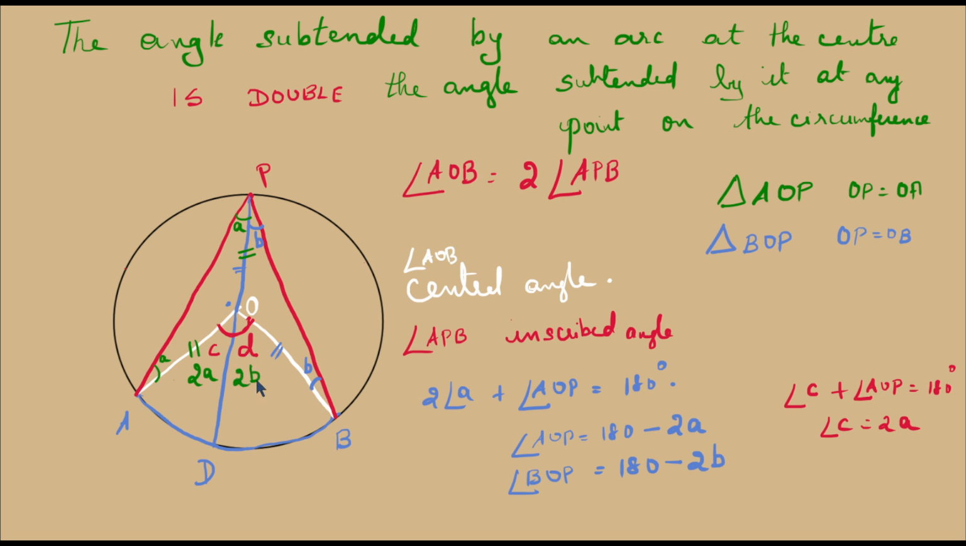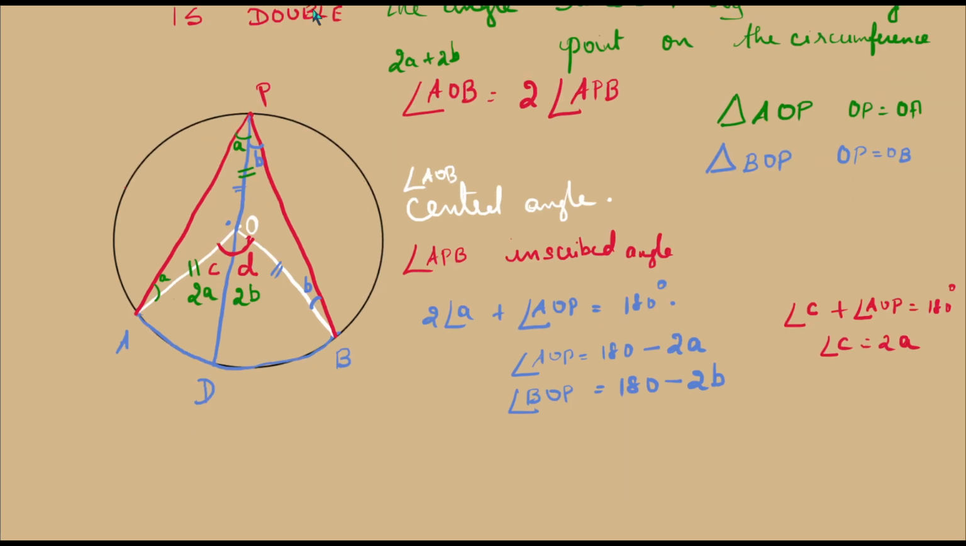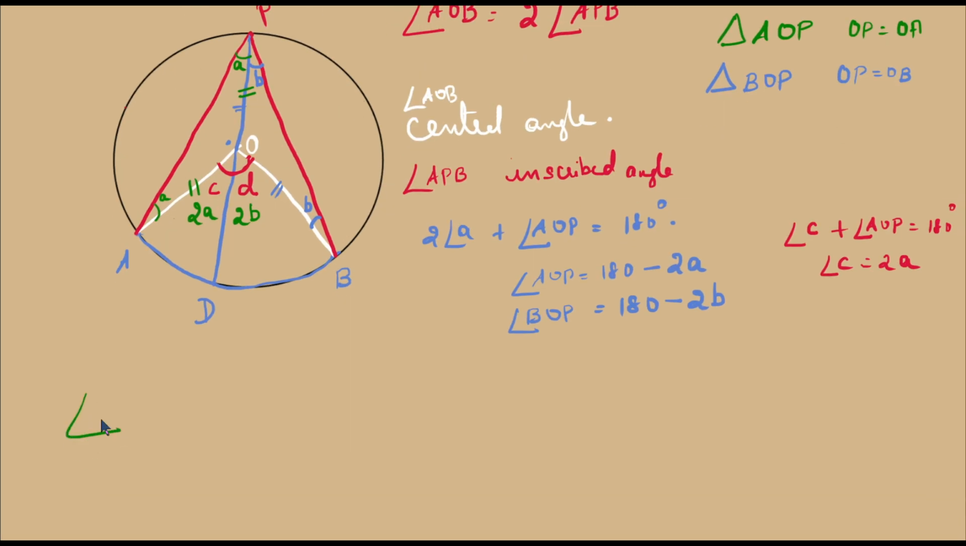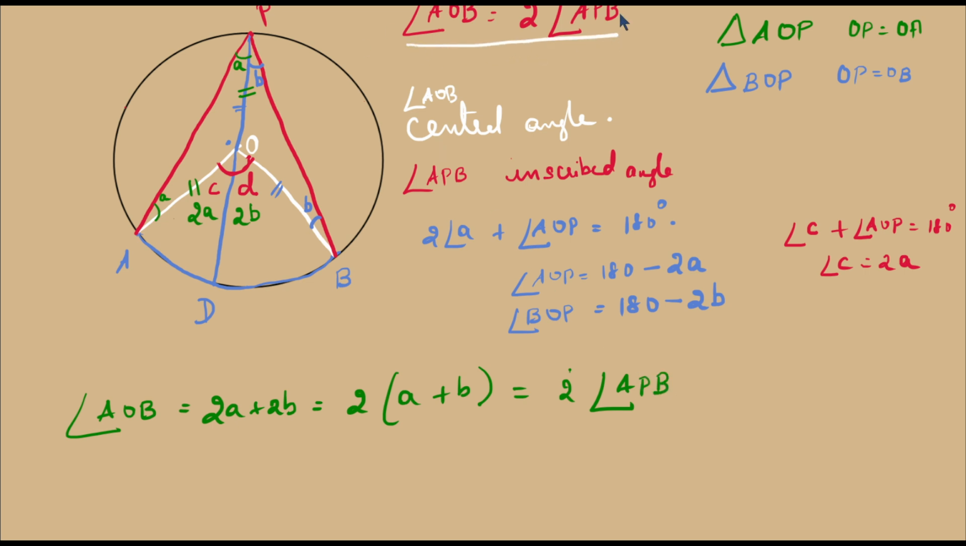So what do we have here? Angle AOB is equal to 2A plus 2B. This is angle AOB. So if you want me to write it clearly, let me shift a little down. Angle AOB, the central angle, is equal to 2A plus 2B, or if I take 2 as common, it is 2 into A plus B, which is equal to, what is A plus B? Which is equal to 2 into angle APB, and this is what we had wanted to prove.